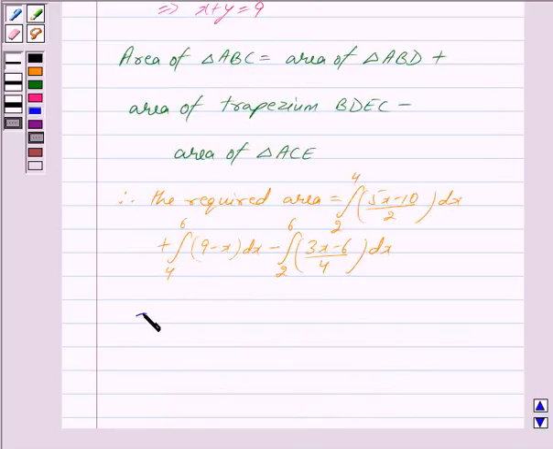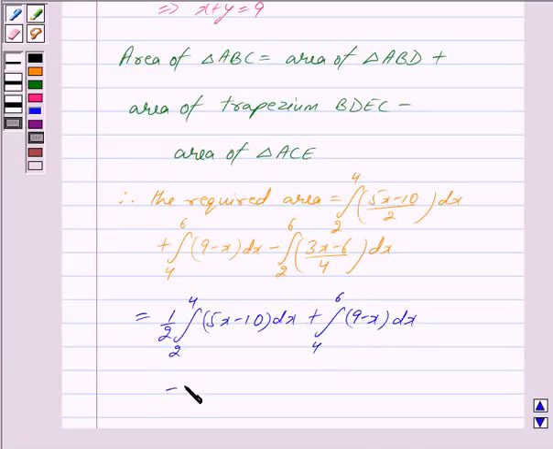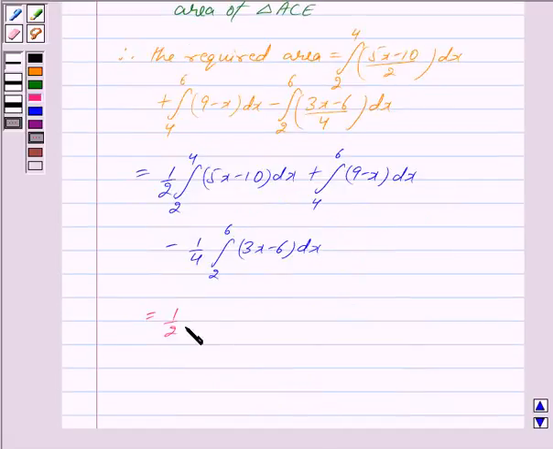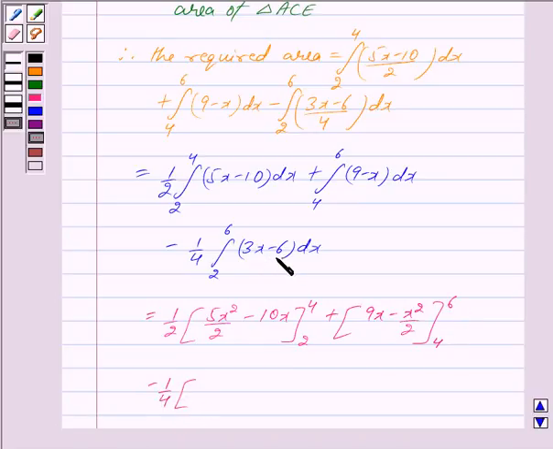We can write this as 1 upon 2 integral from 2 to 4 of (5x minus 10) dx plus integral from 4 to 6 of (9 minus x) dx minus 1 upon 4 integral from 2 to 6 of (3x minus 6) dx. This is equal to 1 upon 2. Now integrating 5x minus 10 we get 5x square upon 2 minus 10x, and limit is from 2 to 4, plus integrating 9 minus x we get 9x minus x square upon 2, and limit is from 4 to 6, minus 1 upon 4. Now integrating 3x minus 6 we get 3x square upon 2 minus 6x, and limit is from 2 to 6.